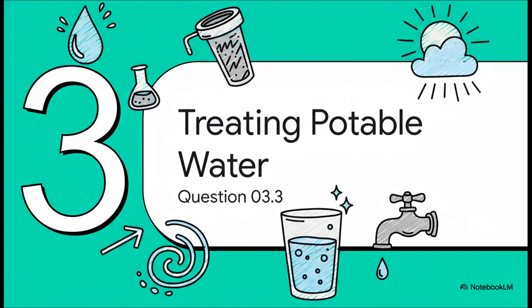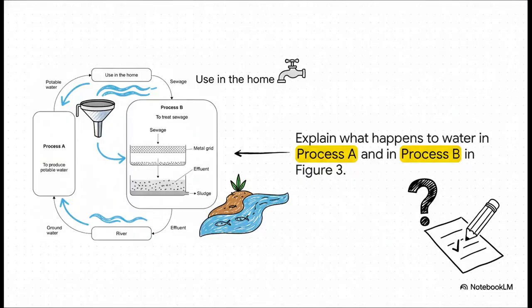And now it's time for the big one, the 6-marker that can really make or break your grade. Question 3.3 is all about treating water. We're going to start with process A, which is all about making water safe to drink, potable water. So the question asks us to explain what's happening in both process A and process B.